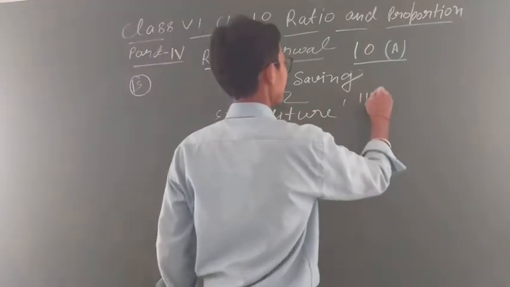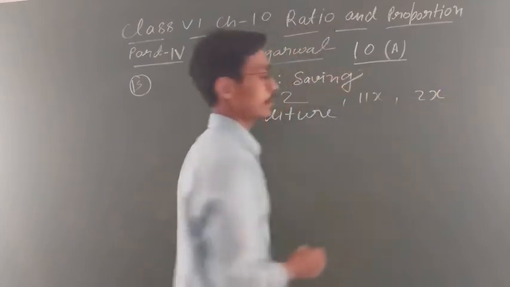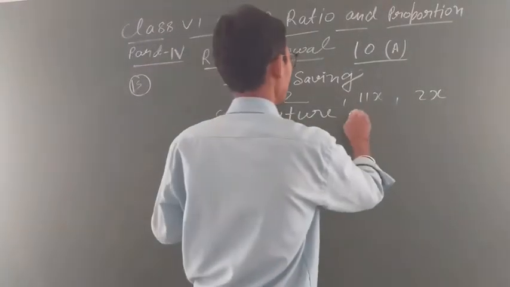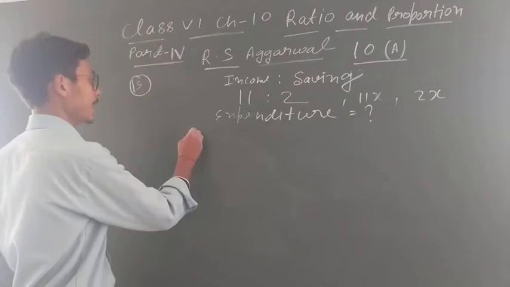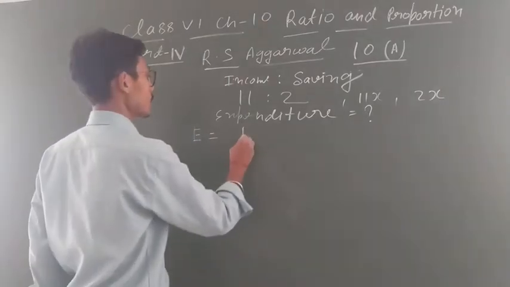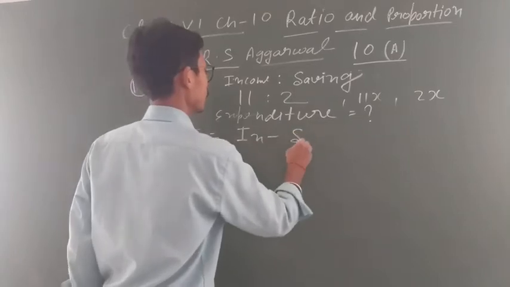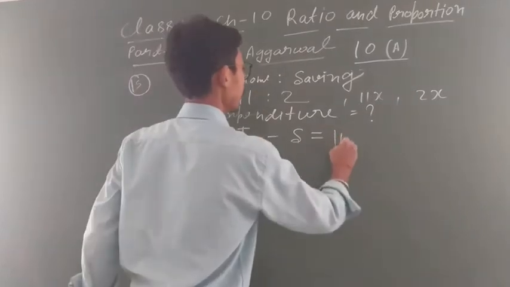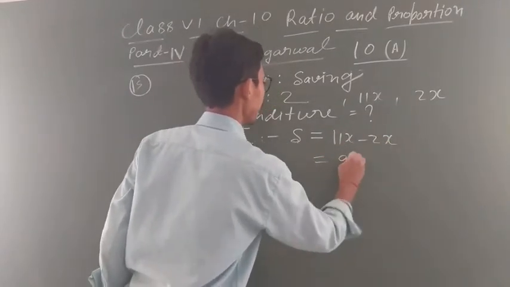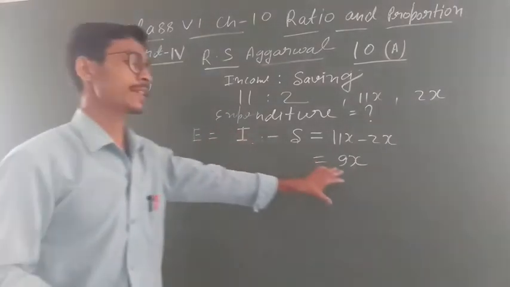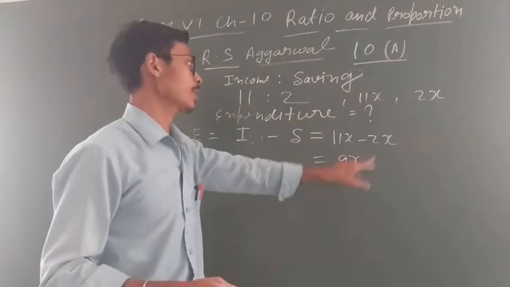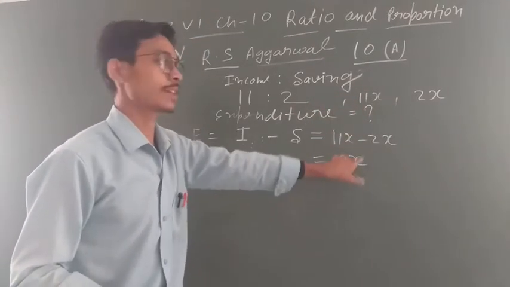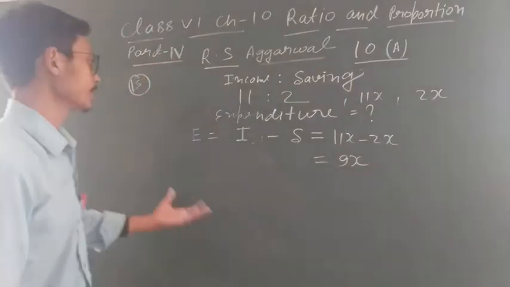You will write 11x and 2x, because again you don't know the actual value, students. Now you have to find the expenditure. You can subtract saving from income. Look, 11x minus 2x will come 9x. It means your expenditure is 9x, your income is 11x and your saving is 2x. Look, if income is 11x and expenditure is 9x, 11 minus 9 is 2x, so it is correct.